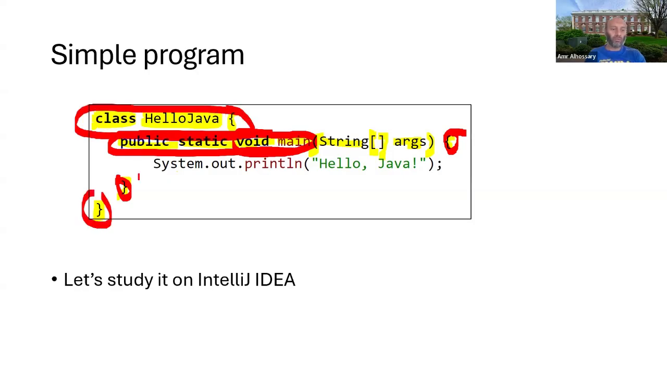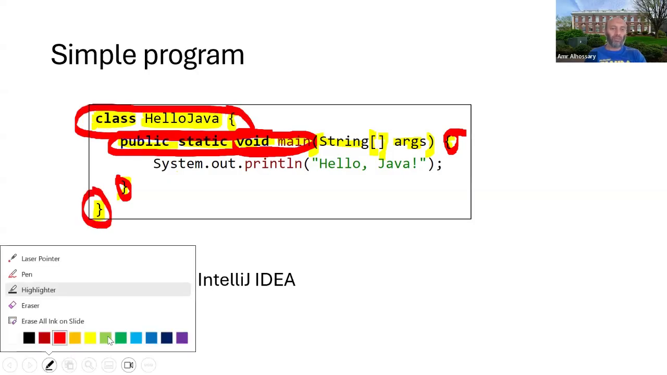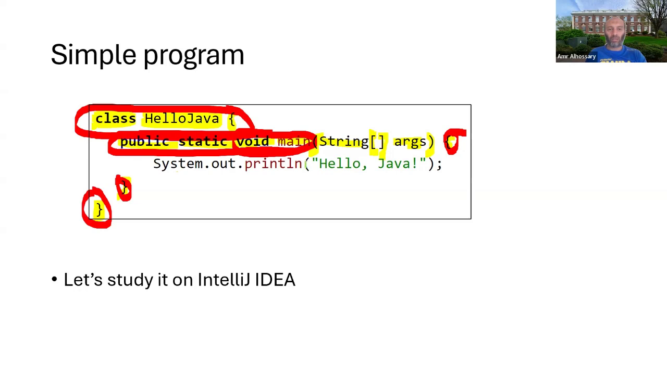So here we wrote System.out.println, which is a standard way of writing something to the screen, writing a line to the screen in Java. We wrote hello, comma, Java, exclamation mark, and we end the line with a semicolon. Let's go to IntelliJ and make this.